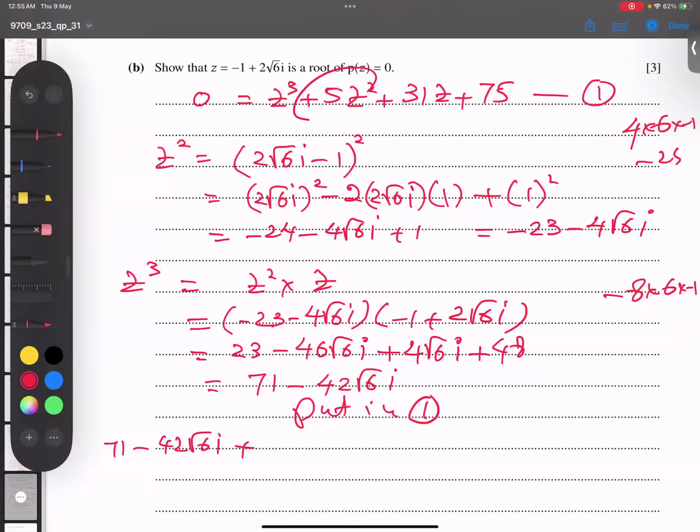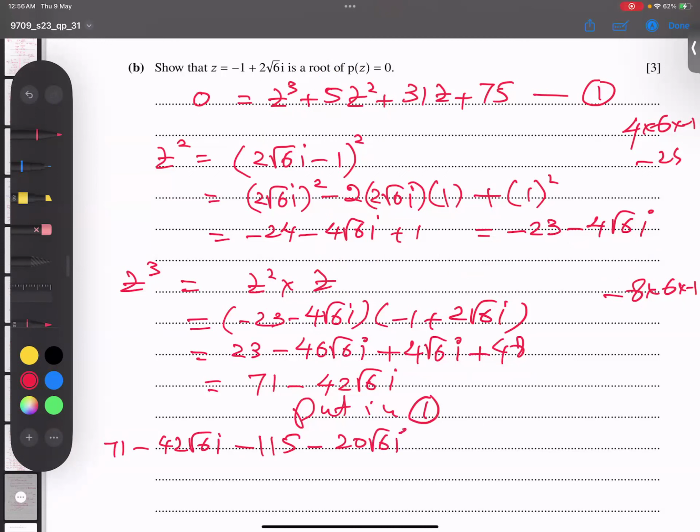Okay, 5 times Z square means multiply by 5. So 5 into this, and I get a negative sign even. So 23 into 5, I get 115. So 5 multiplied into that, 5 fours are 20.